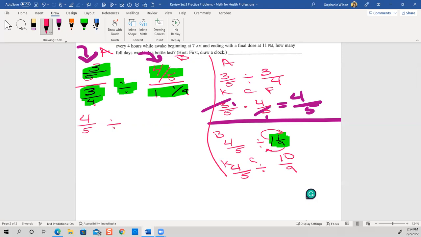Then we're going to keep, change, flip. So I got 4/5 times 9/10. All right, so now I'm going to see if I can reduce. Well, 5 is prime, and the numbers on top are made of 2s and 3s. So I know 5 is not going to go into it, so I'm not worried about it. But what about 10? 10 is a product of 2 times 5. So 2 won't go into 9 because 9 is made of 3s, but 4 is made up of 2s.